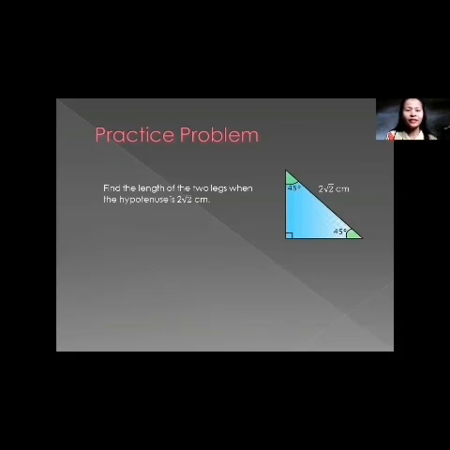Do you have an answer right now? The leg is 2 because we all know that the measure of the hypotenuse of this 45, 45, 90 right triangle is equal to the square root of 2 times its leg, which stands for 2. So the leg is 2. Very good, class. Let's proceed.